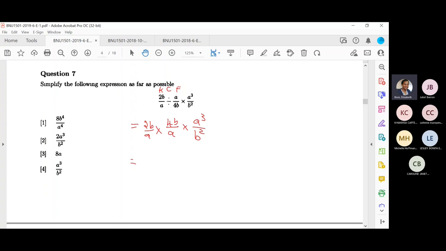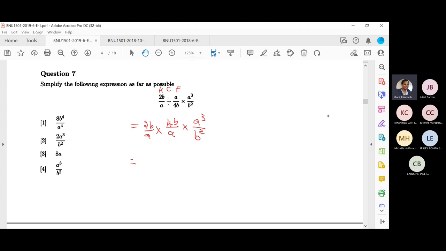What's next? Next, we have multiplication. We've learned about multiplication of equations. Remember, in multiplication you can multiply what is at the top with what is at the top, and what is at the bottom with what is at the bottom, right? That's what we did. We also said that you can crisscross multiply or simplify.